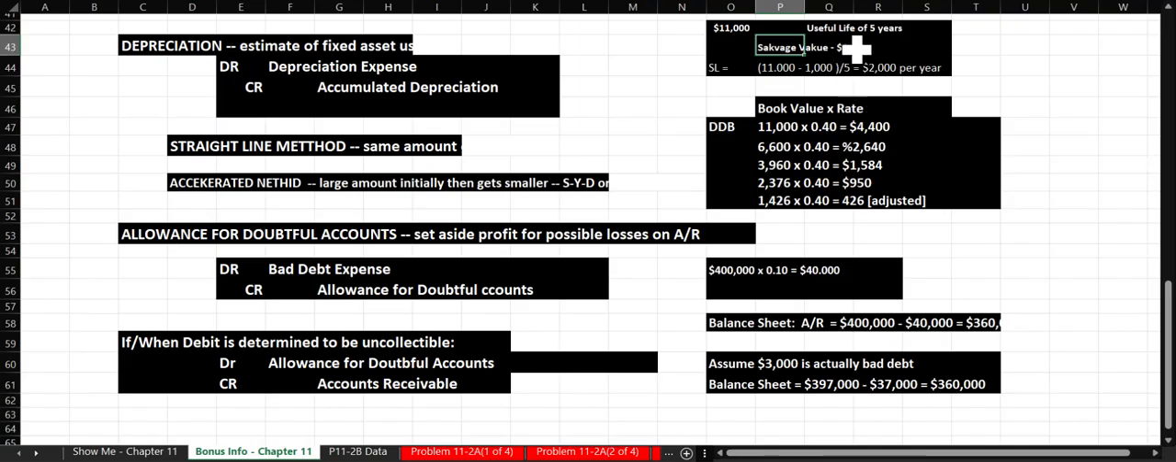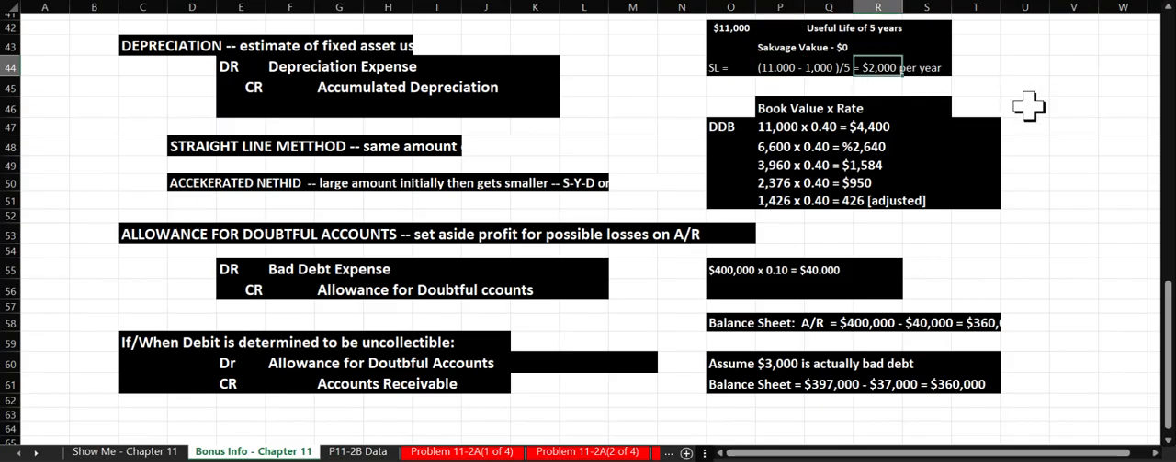So ignore this zero and it would be $1,000. Okay. So if the salvage value is zero, then you would have zero here, which means you would divide 11,000 by 5. I am assuming that the salvage value is 1,000. And so you take the original value or cost, subtract the salvage value, and it's going to be 10,000. Divide that by 5, which is the useful life, and it's going to be $2,000 per year.